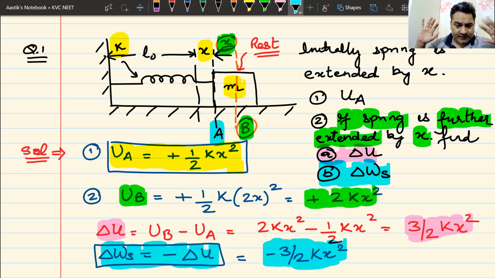Can I have some raised hand that we understand this? Work done by the spring is negative of change in potential energy. Here it was not gravitational, here it was elastic potential energy, just called potential energy, minus 3 by 2 kx square.